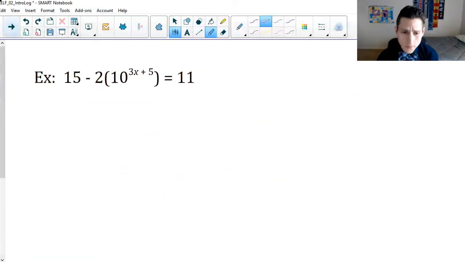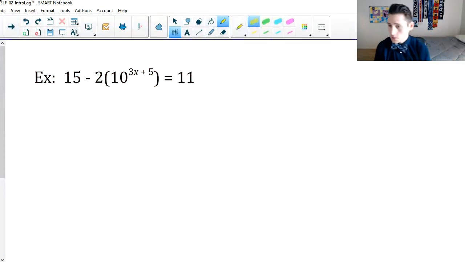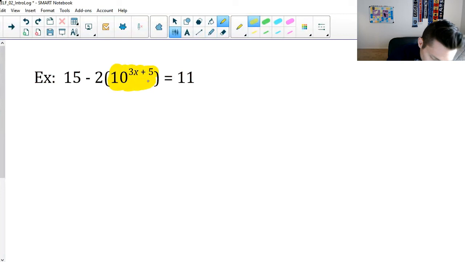All right, last equation. 15 minus 2 times 10 to the power of 3x plus 5 equals 11. All right, there's a lot going on in this problem. This will definitely be our ugliest answer, but that's okay. So first think about what we're doing. This is my exponential. So before I worry about logarithms at all, isolate the exponential.